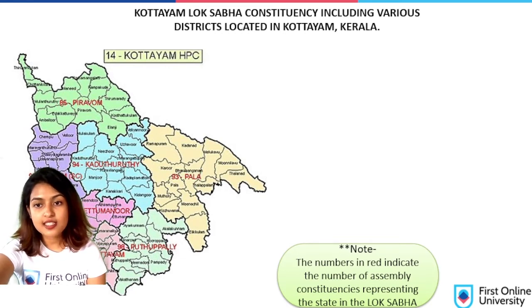Okay. So it says the numbers in red indicate the number of assembly constituencies representing the state in the Lok Sabha. So the assembly constituencies are the ones in red. People who are elected from here are the ones who finally get into the Lok Sabha as an MP.